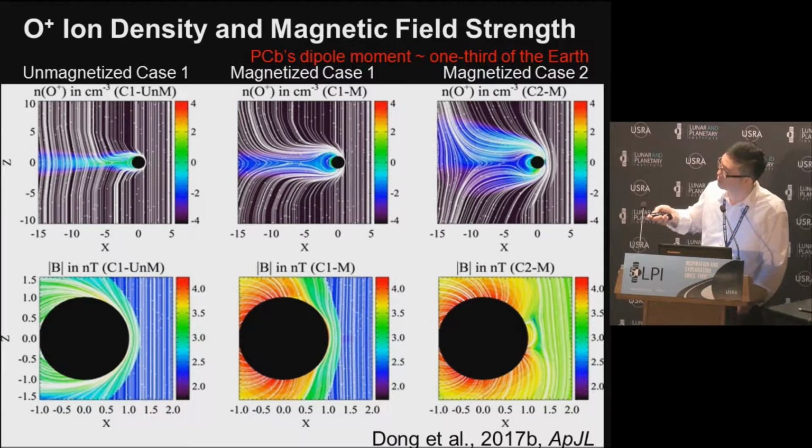By the way, here I use a Venus-like atmosphere for Proxima b, and here I show you how those O+ ions escape from the planet.